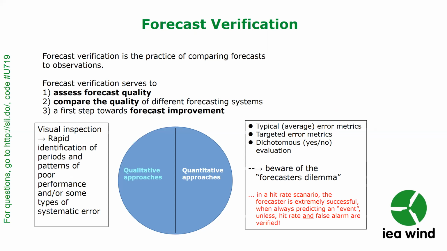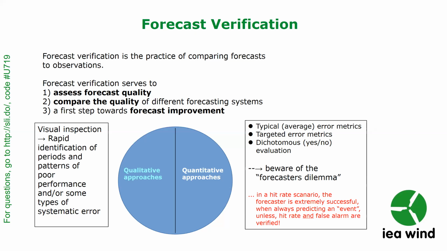But verification is a very complex topic. It may sound simple, which of all the forecast solutions performs the best. But there are many, many ways, an infinite number of ways, to evaluate forecast performance. They go from qualitative to quantitative. We should remember that it is important to look at verification from a very broad perspective. Qualitative approaches can provide important information. They can provide rapid identification of periods and patterns of poor performance, and also some types of systematic errors. Just visually inspecting the forecast versus the available observations can tell you quite a bit, not quantitatively, but you can get a sense of how the forecasts perform in a qualitative sense.